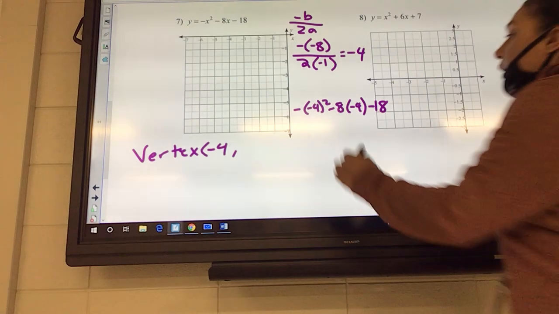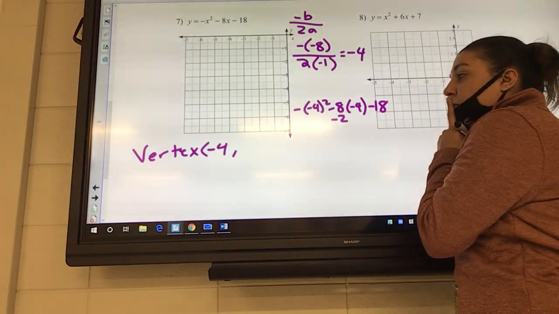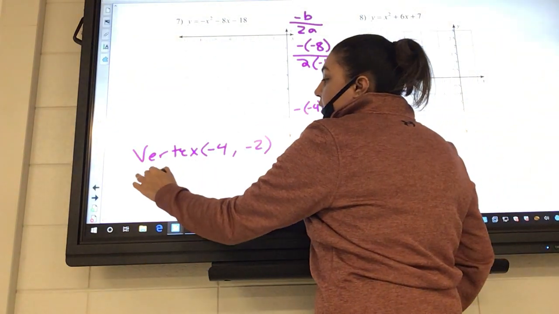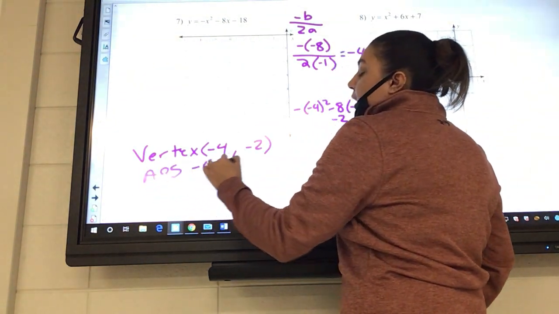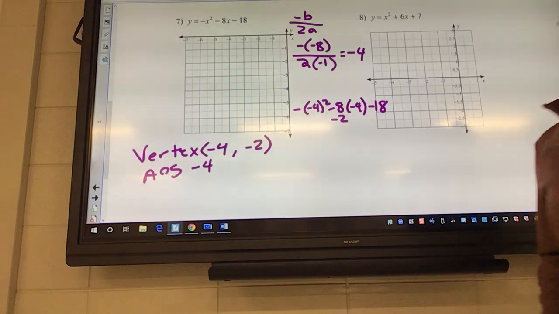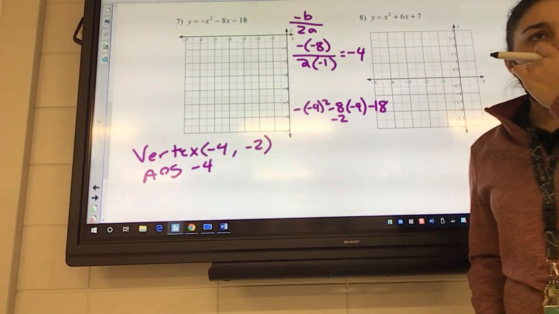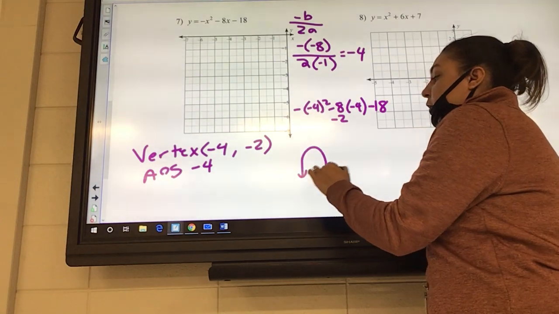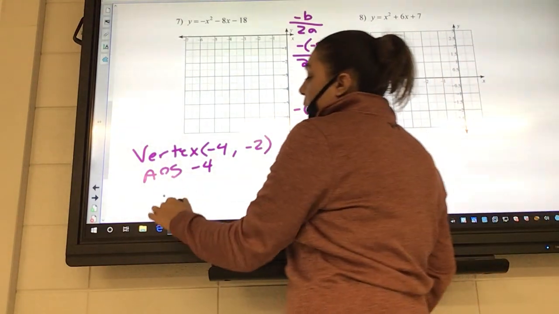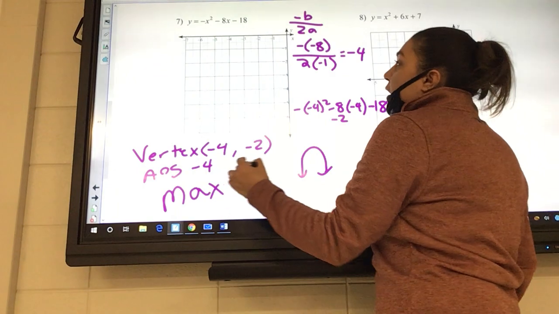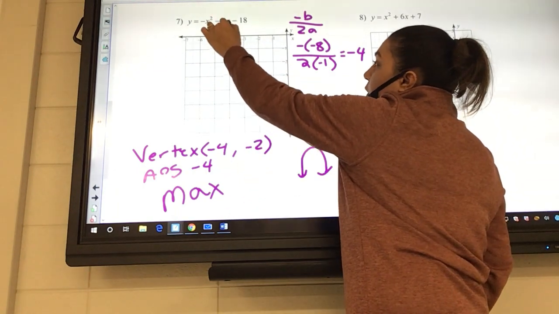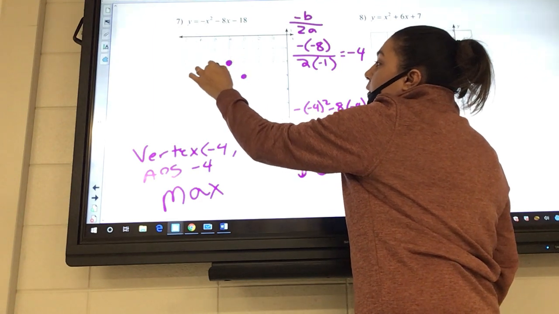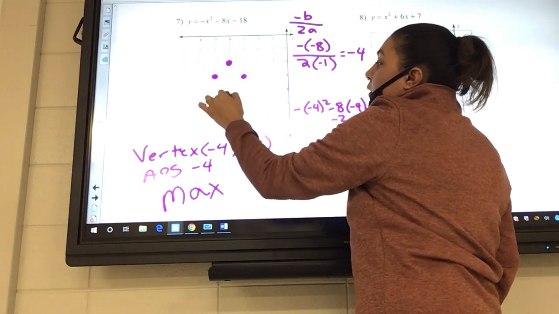Negative 2, okay. So where does that go? For this k. What's our axis of symmetry? Negative 4. Okay, and is this gonna have a min or a max? Max. Why do you think it's a max? Because it's gonna be negative, which means the graph's gonna open downwards. Okay, so it's gonna have a maximum. So we start by graphing it at negative 4, negative 2, down 1 over 1, and then down 4 over 2.